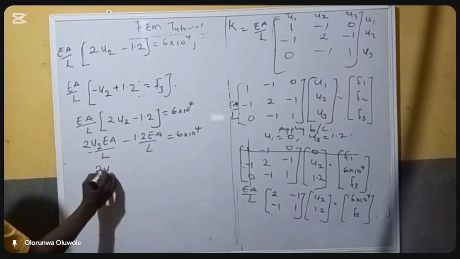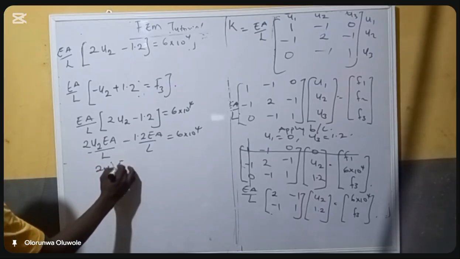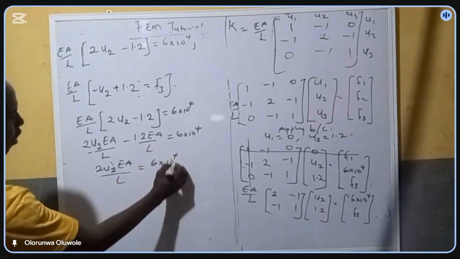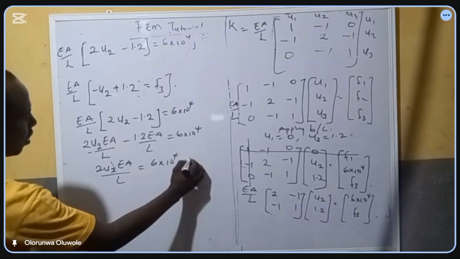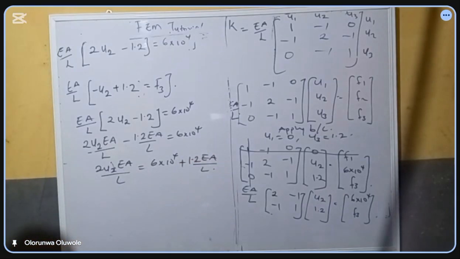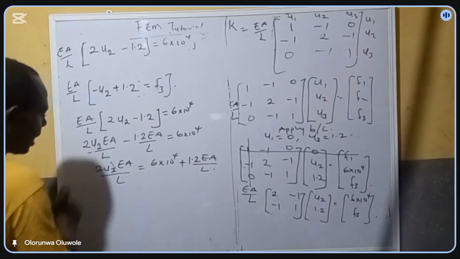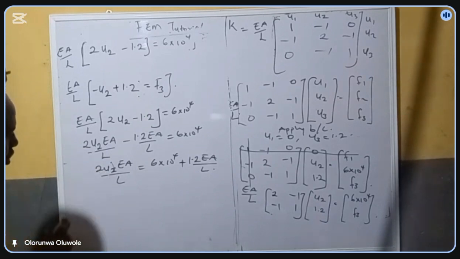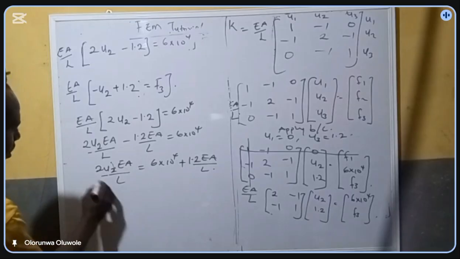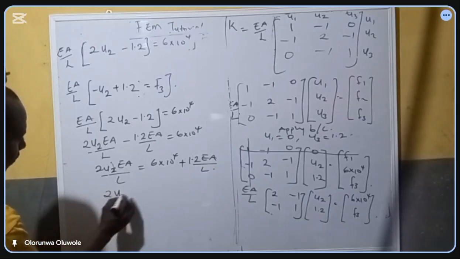So I have, multiply through, EA over L equals 6 times 10 to the power 4 plus 1.2 EA all over L. So to get my U2 here, to make this even simpler, let's put in the values. Let's put them inside to make it easier for us. So I have 2 U2.